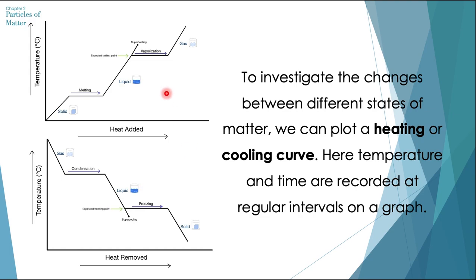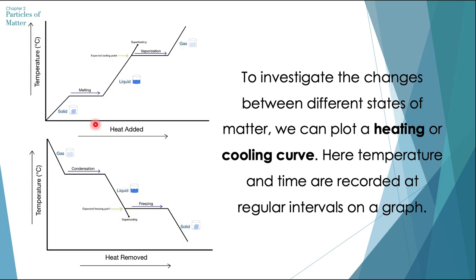In these, the temperature and time are recorded at regular intervals on a graph. This axis represents temperature and this axis represents time. So as time goes on, the heat is added. This is a heating curve. In a cooling curve, as the time increases, the heat is removed, so the temperature comes down. As you can see, the cooling curve has the same shape as the heating curve, except that it goes in the opposite direction. Now, the flat sections in each of these graphs indicate a change of state.